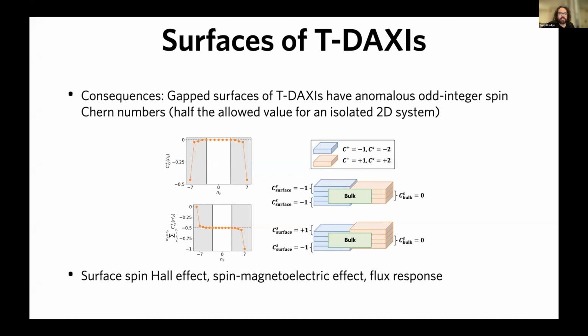And we verified this numerically by computing the layer resolved Chern number for a time reversal doubled axion insulator model. What we find is that the bulk has 0 spin Chern number, so 0 topological contribution to spin Hall conductance. But the gapped surfaces in this case have a half integer contribution to their spin Hall conductivity. And this also has implications for magnetoelectric response and also the response to threading a magnetic flux, pi flux, through the system.